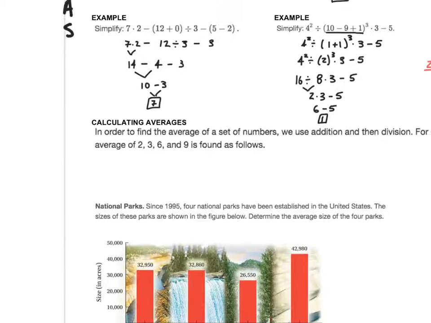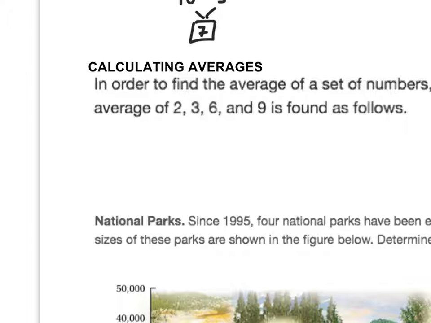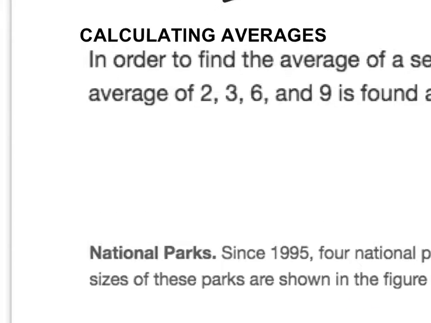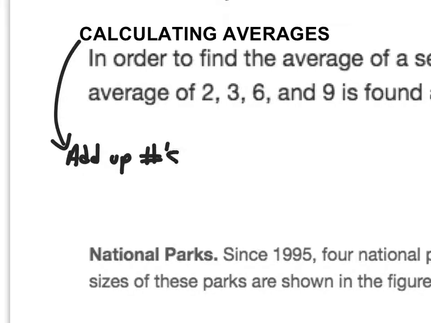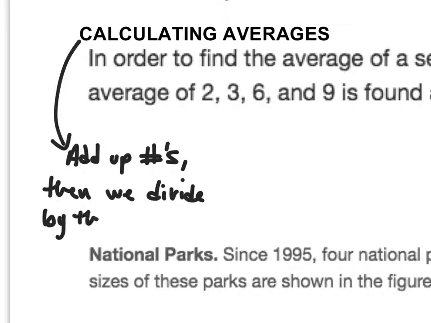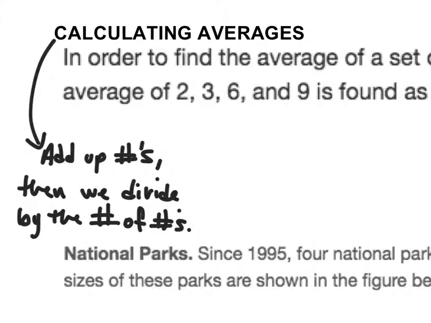So when we do this, let me find some space on the left side. Calculating averages means we add up all the numbers, and then we divide by the number of numbers. Okay? By the number of numbers. Kind of a mouthful, but let me show you how this works.